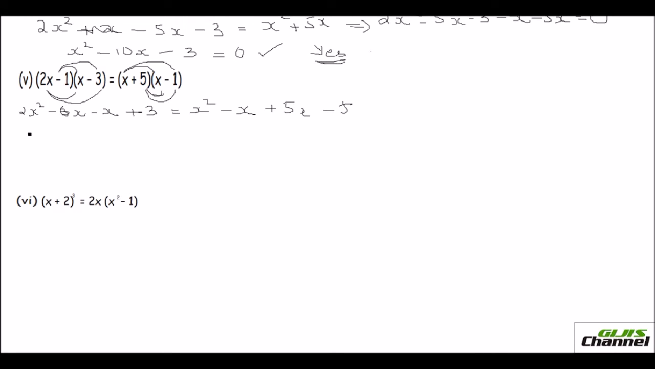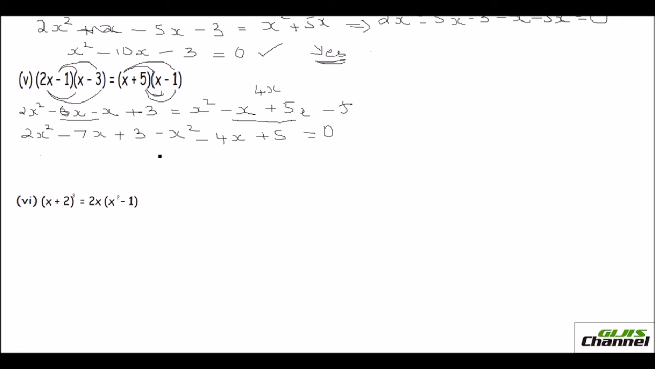Bring everything to one side, all terms to one side. You have 2x squared minus 6x and minus x would make it minus 7x, right? Okay. And you have plus 3 here. Bring the x squared this side, it becomes minus x squared. And this together would have been 4x. So bring the 4x this side, that becomes minus 4x. And it is plus 5 equal to 0.